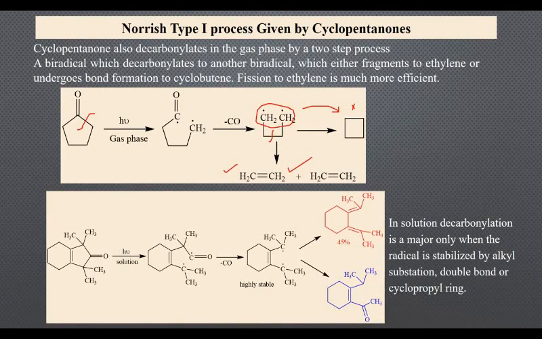There is another example. It is a symmetrical ketone, and this bond is cleaved, and after decarbonylation a 1,4-biradical is formed. Here there are two possibilities, and one is the possibility of alkene formation, a 1,3-diene, or the other is the formation of an alpha beta unsaturated carbonyl compound.